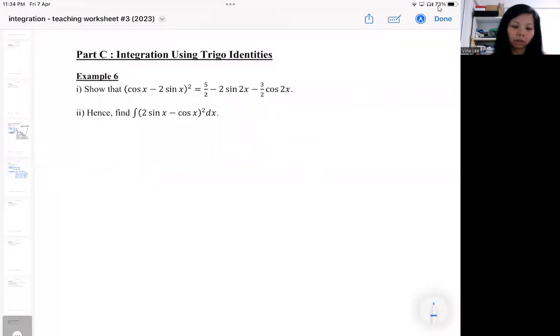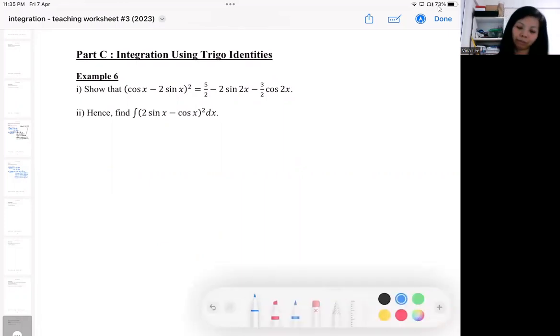Okay, so in this section of integration, we are using trigo proving. We are using trigo proving to integrate. So we are making use of the trigo formula to integrate. So, okay, I'll show you the idea first. It's quite difficult because in the first place, right, there is a trigo proving here.